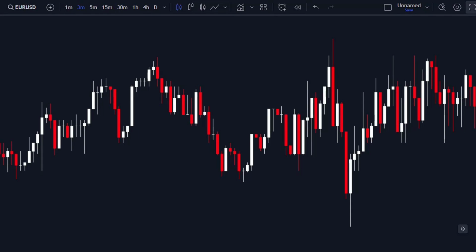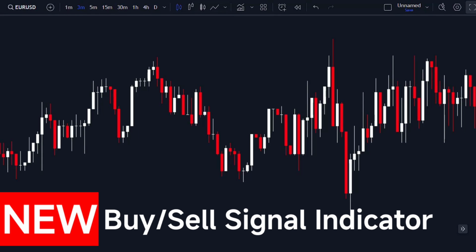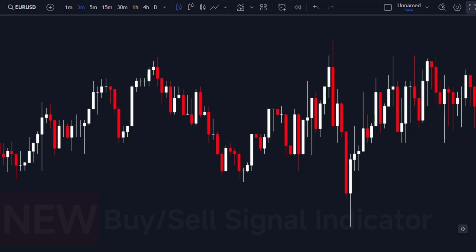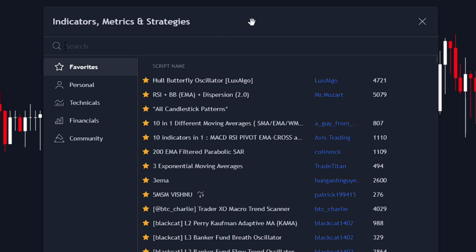Hey there, in today's video, I've got something really exciting to share with you, a new buy-sell signal indicator that's incredibly accurate. So let's dive right in and add this fantastic indicator to our chart.